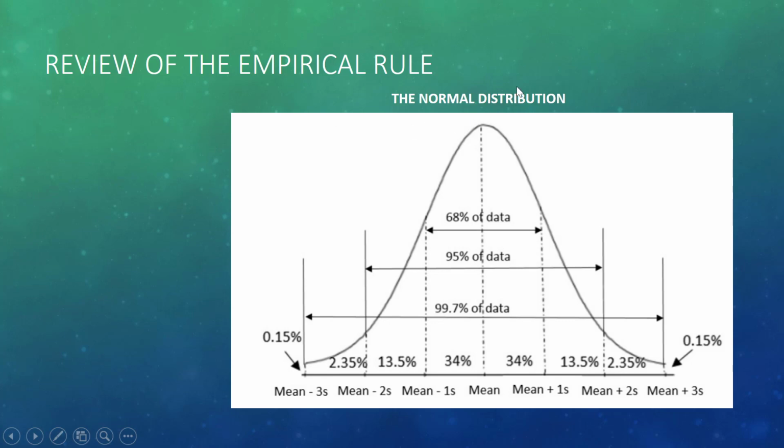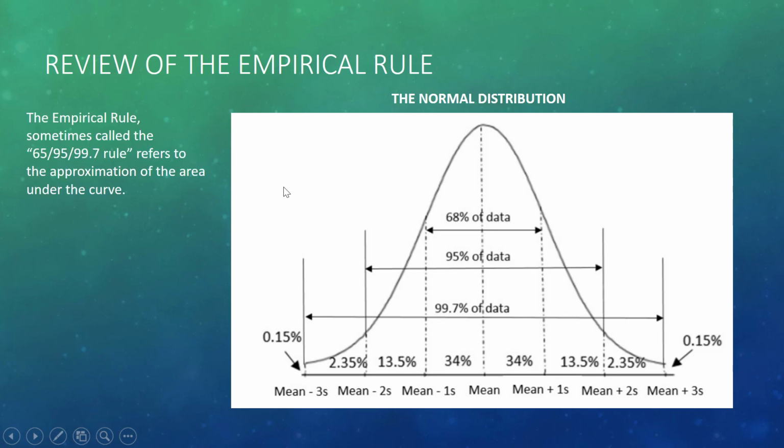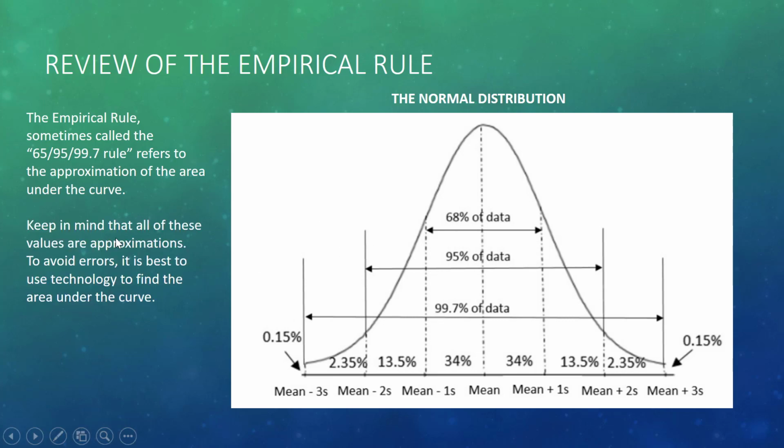Here you can see we have the normal distribution, and superimposed on it are some percents that show how the data is distributed. If you recall, this is called the empirical rule. It's also sometimes called the 68, 95, 99.7 rule. Again, these are approximations of the area under the curve. Keep in mind that all of these values are approximations, and to avoid errors, we are going to be using technology to find the area under the curve. If you want a more thorough review of the empirical rule, please go back and watch that video.